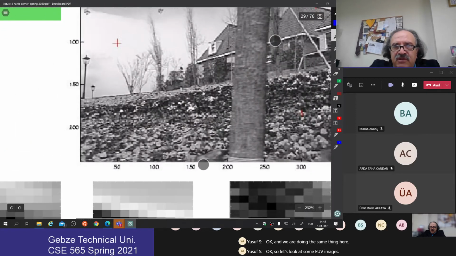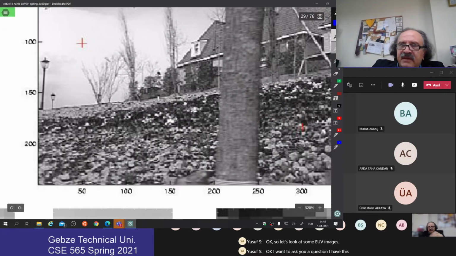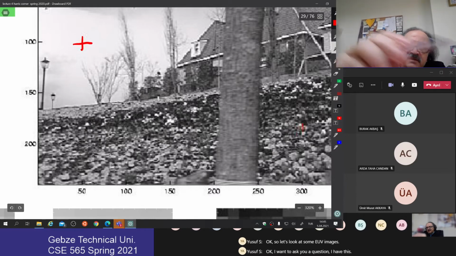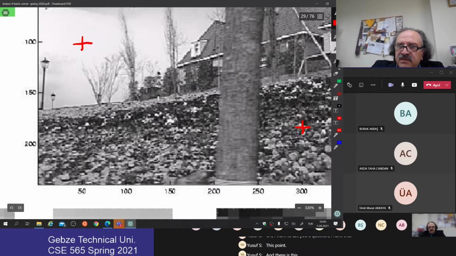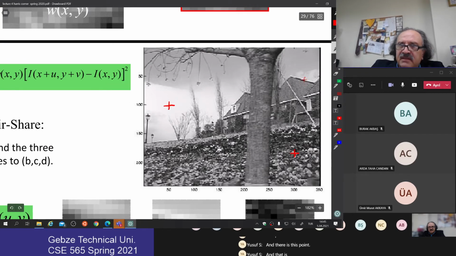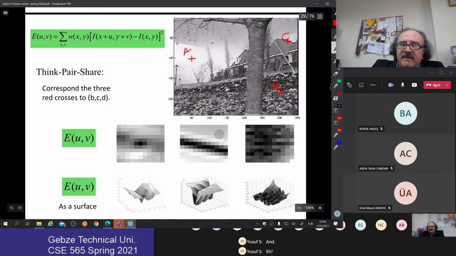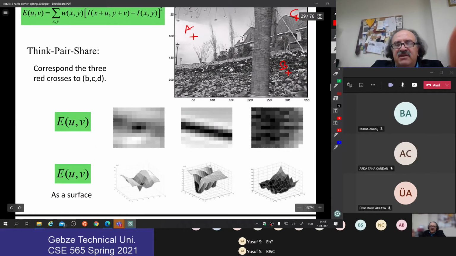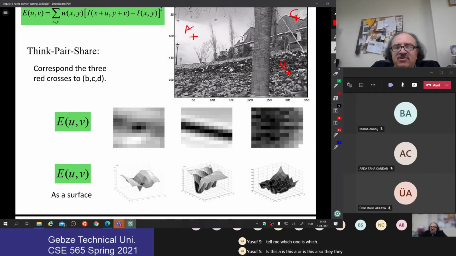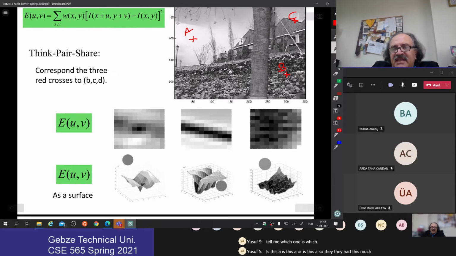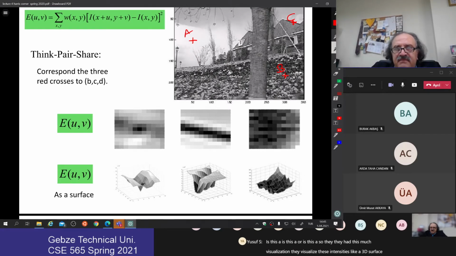I'm going to ask you a question. I have this point, and there is this point, and there is this point, 3 points: A, B, and C. Tell me which one is which. Is this A, or is this A? They had this nice visualization. They visualize these intensities like a 3D surface. Tell me which one corresponds to C.